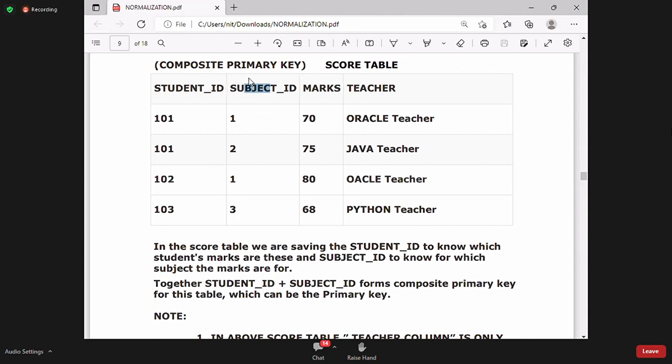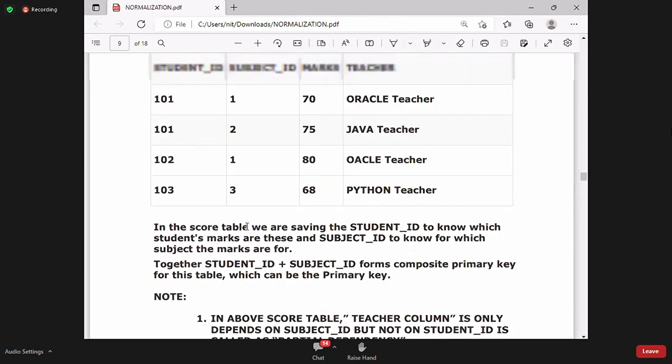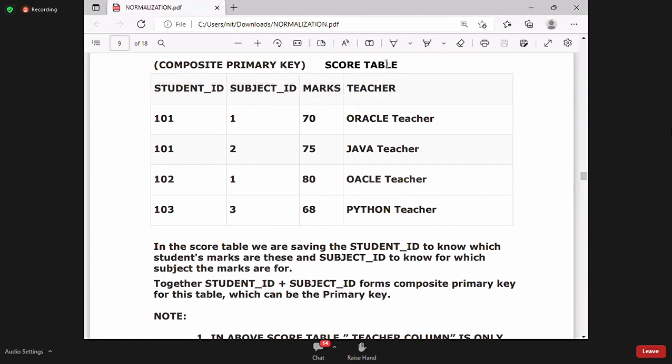That means subject only depends on means. Now can I say teacher is called a partial dependency column? Yes or no? Is it partial or full? Partially. So here the point is the same thing I gave in the theory part also, that you have to read. Okay now. So that means in this table I found one of my columns is Teacher. This column depends on subject but not student. So that means I found one partial dependency column in this table.